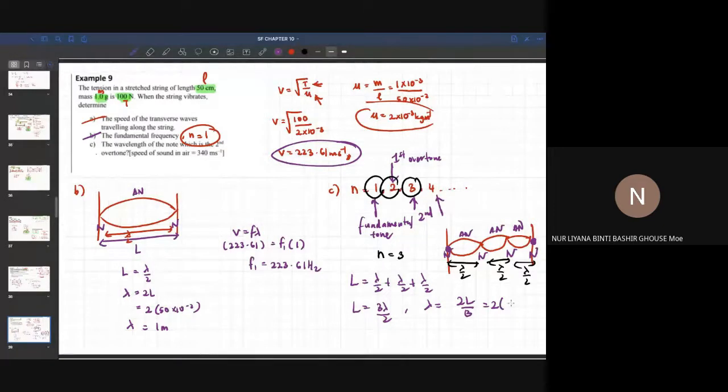The length given is 50 cm. So 50 times 10 to the power of negative 2, divided by 3, 2L over 3. When you press your calculator, you get lambda equals 0.3 meters. So this is our final answer for example number 9.